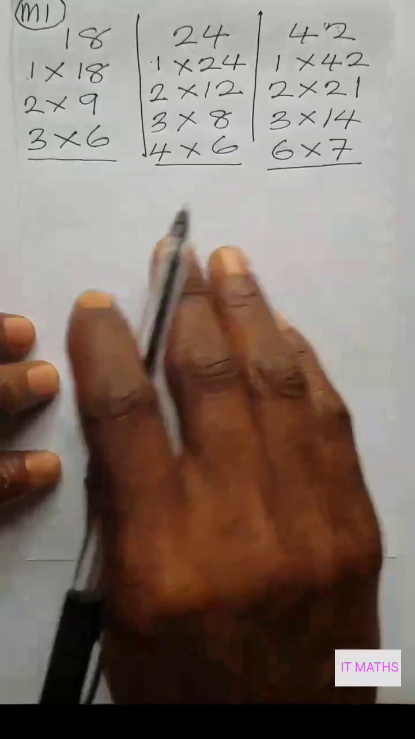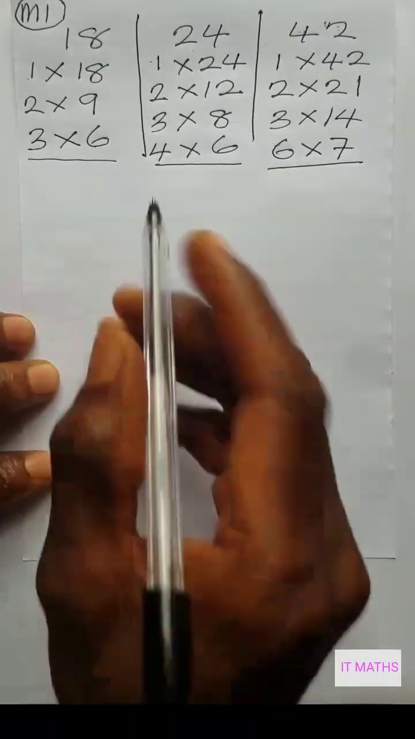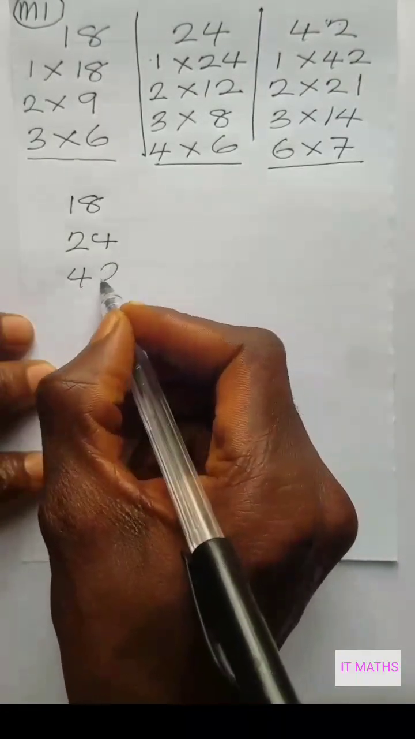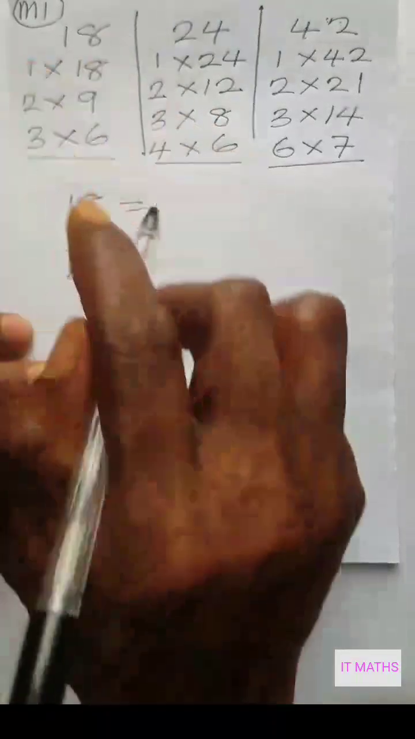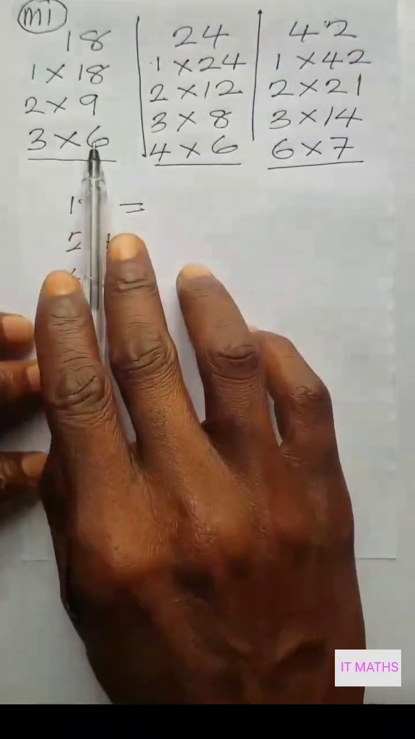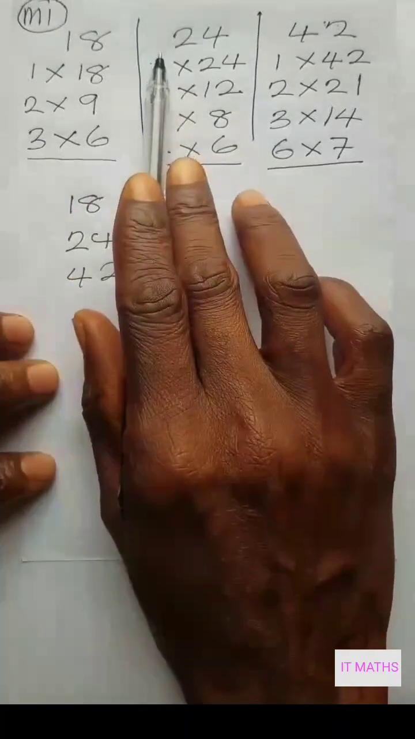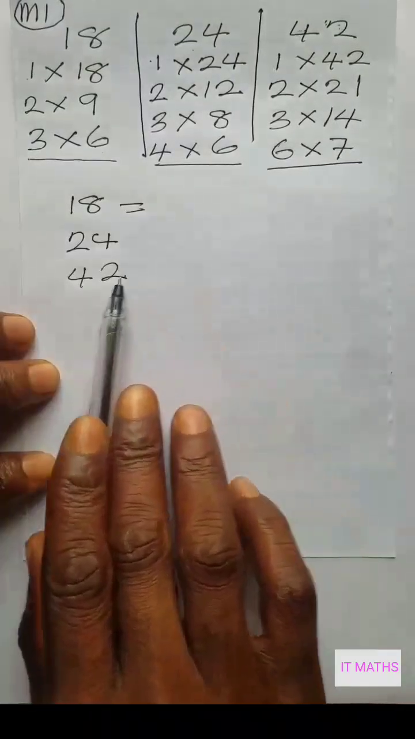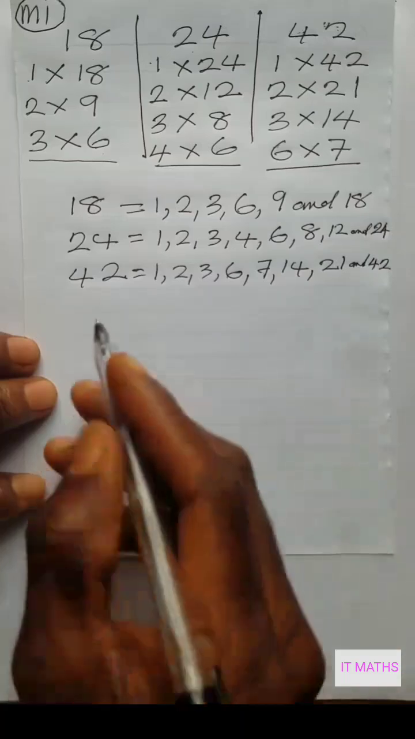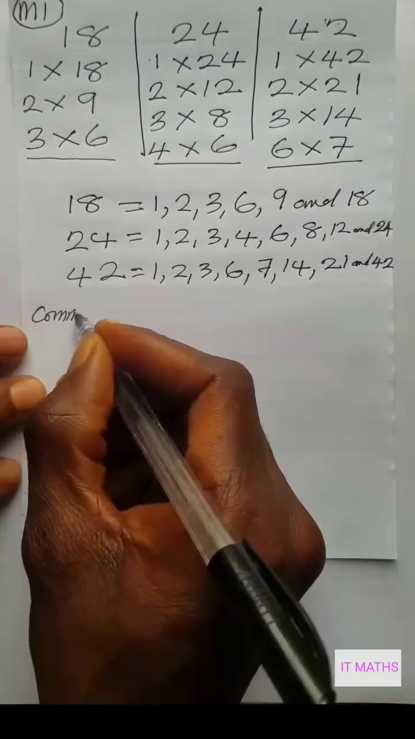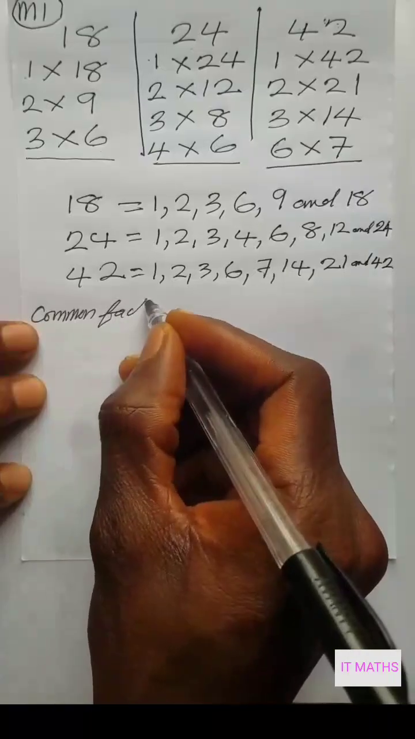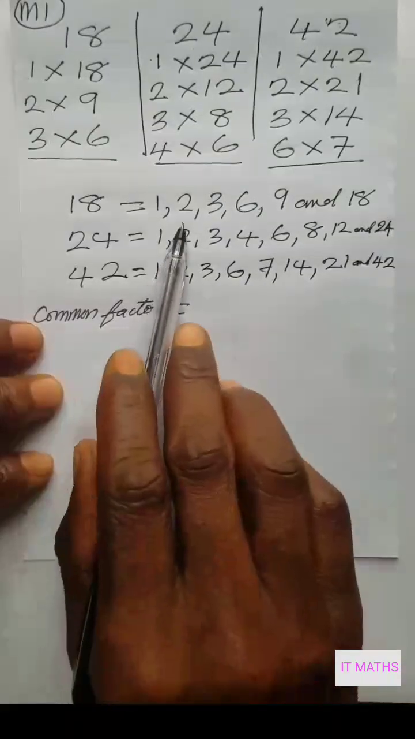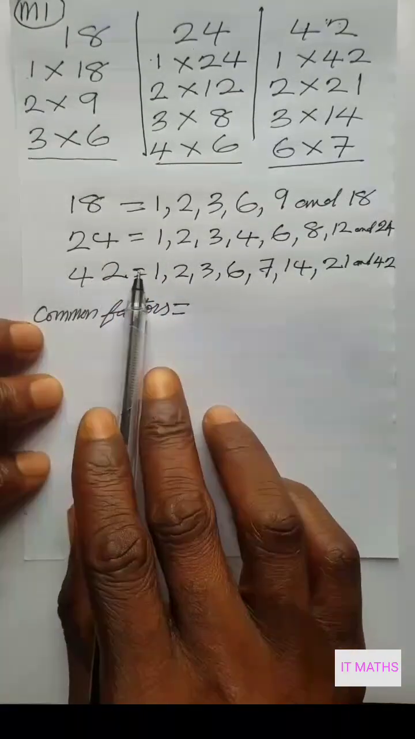So let's write out our factors, the factors of each of them, side by side. 18, 24, 42. Let's write out all the factors of 18. These numbers are all factors of 18. For 24, these are all the factors of 24. These numbers are all the factors of 42. Let's write them all out here. The next thing is to find common factors. What are the common factors of 18, 24, and 42?